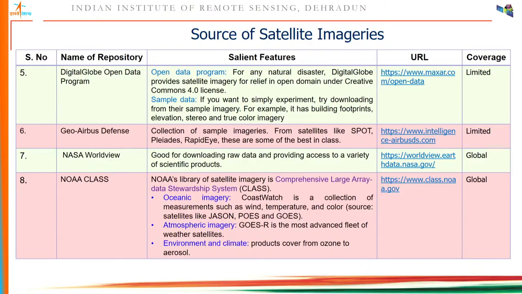NASA WorldView is good for downloading raw data and providing access to a variety of scientific products. In this website, serial number 7, what is available is basically raw data. So why I am listing it here, because if you are a student and you want to learn how the raw data looks like, because ultimately you have to learn how to generate a product from raw data. So here this is a very good example for the student community.